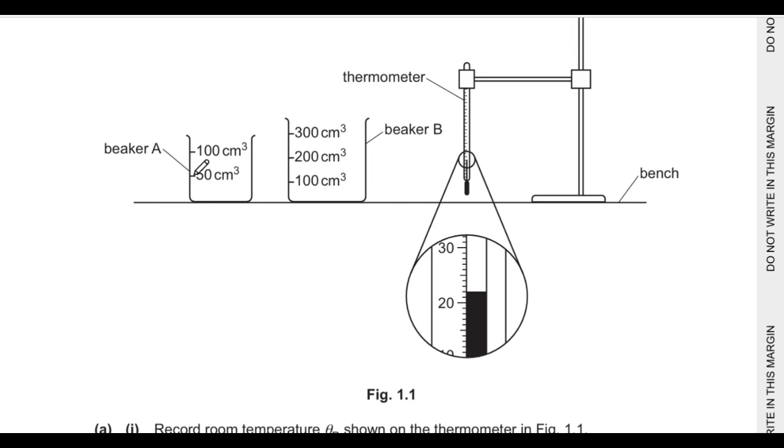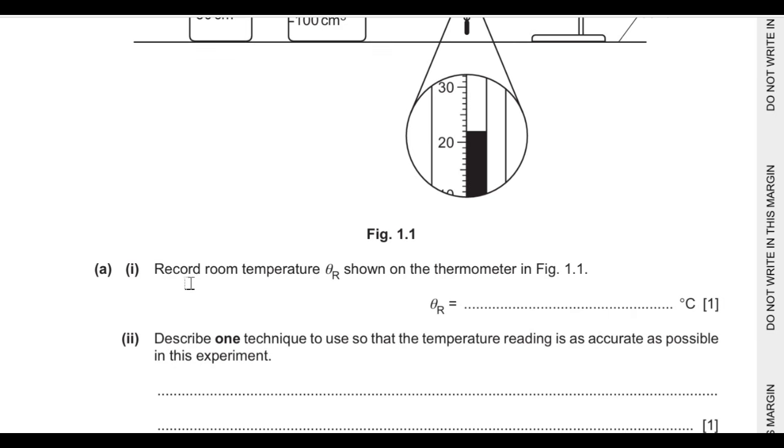So beaker A has graduations with a gap of 50 cm³ and beaker B has graduations with a gap of 100 cm³. And here we have a thermometer which will measure the temperature. Part A says record the room temperature theta R shown in the thermometer in figure 1.1. So in the thermometer the temperature is between 21 and 22 degrees Celsius.